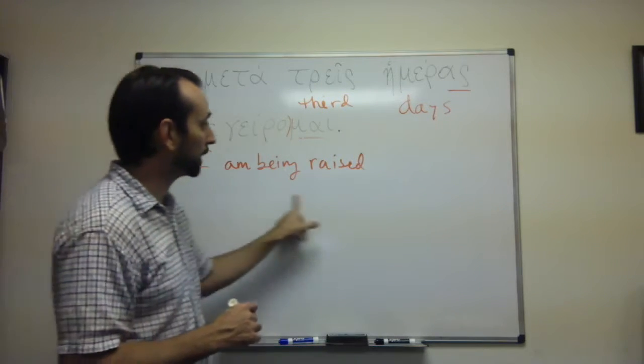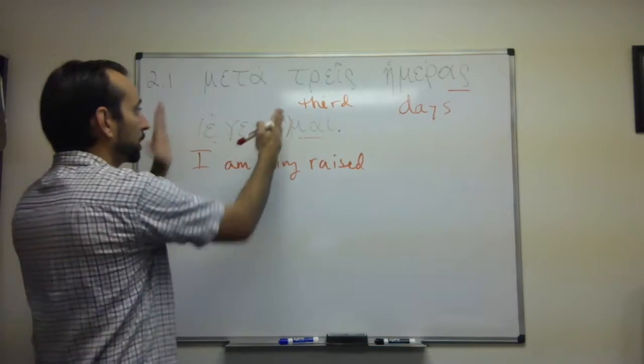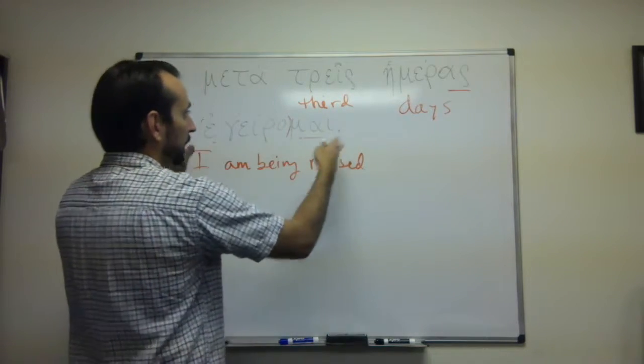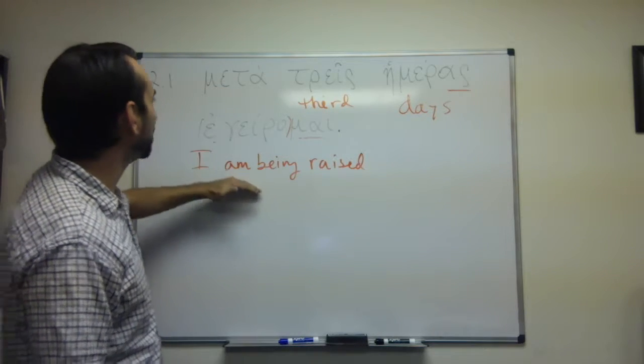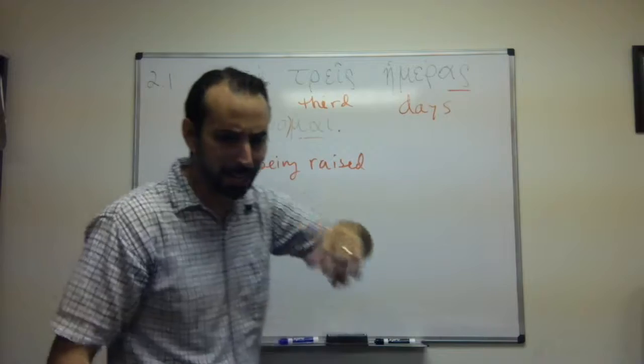So I'm going to translate it: I am being raised. And how did I know that? I looked at my vocabulary. I thought about my endings. I parsed it out. Now, so how do we do this meta? So I am being raised, meta, third day. How do we translate it?